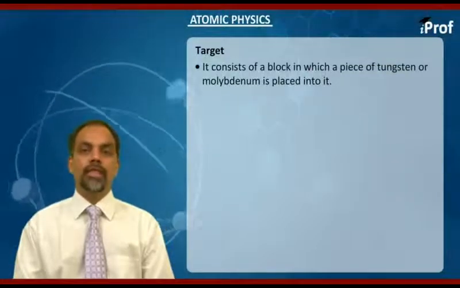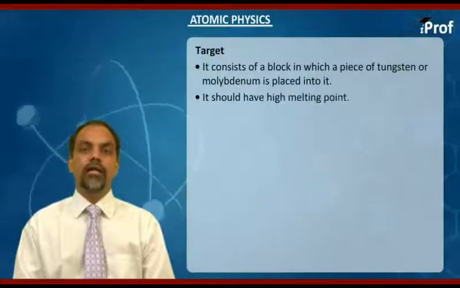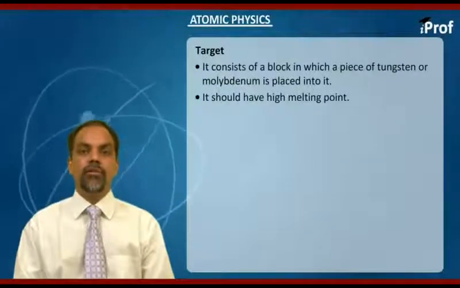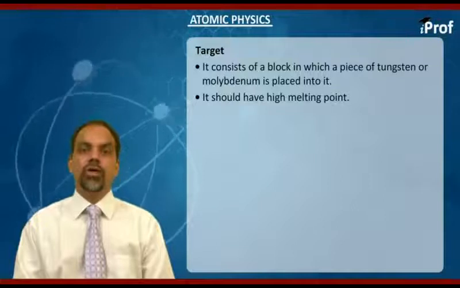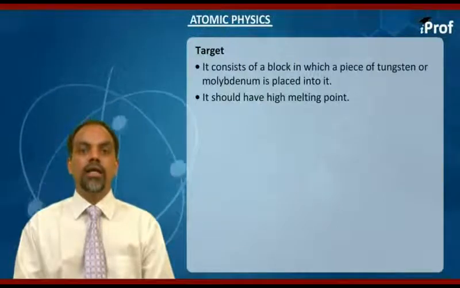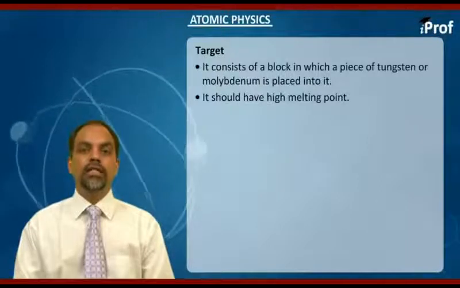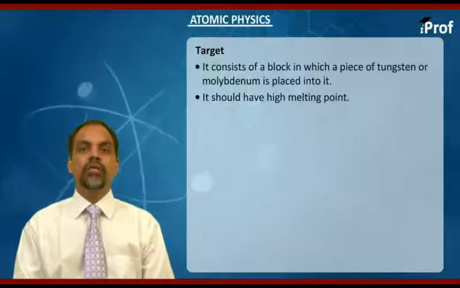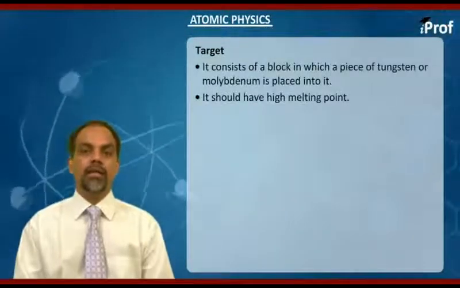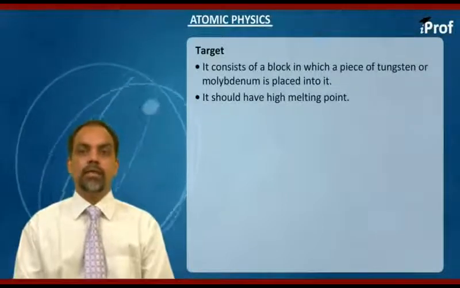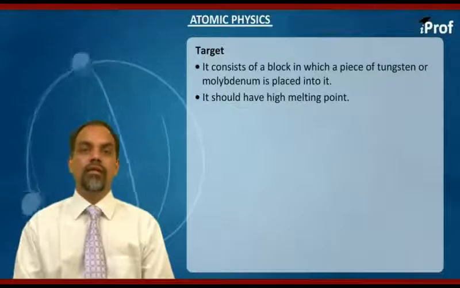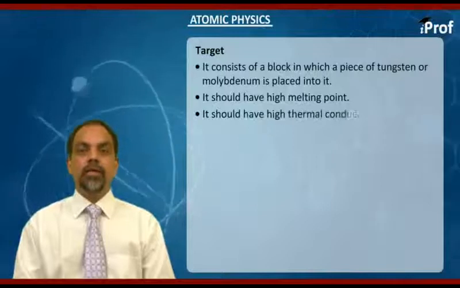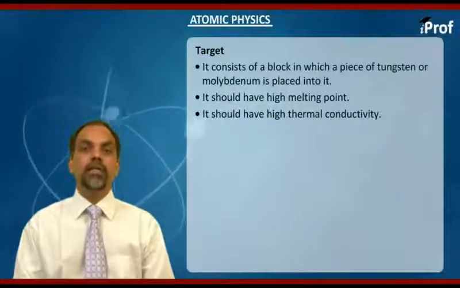The very first desirable property is that it should have a high melting point, because fundamentally a lot of heat is generated when we go for X-ray production. So our target should have a high melting point so that it doesn't melt or get damaged while X-rays are being produced. Now, as I said, usually we employ tungsten as a target. The melting point of tungsten is the highest among metals, and it is 3410 degrees Celsius.